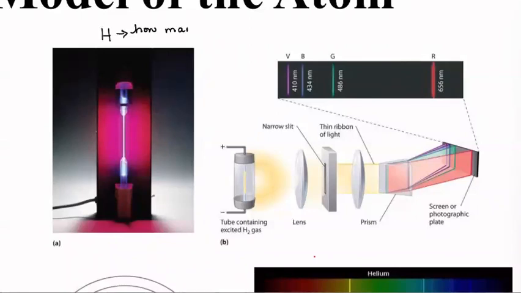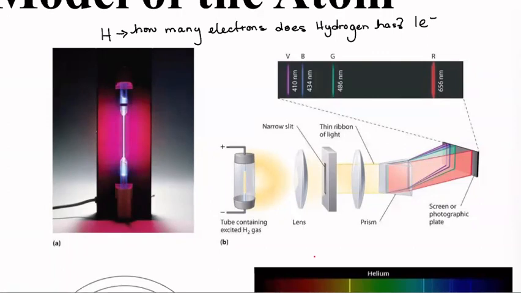How many electrons does hydrogen have? How many electrons? Excellent job, only one electron. So whatever observation he's doing is based on the idea that I'm looking at an element that has one electron.